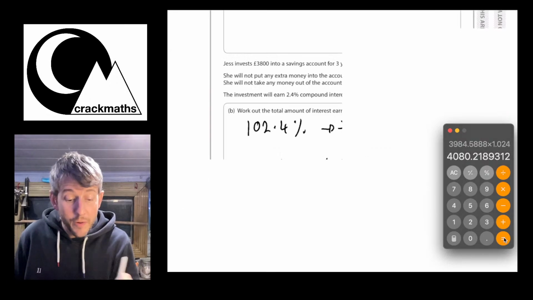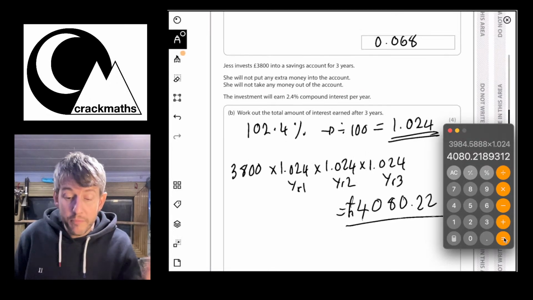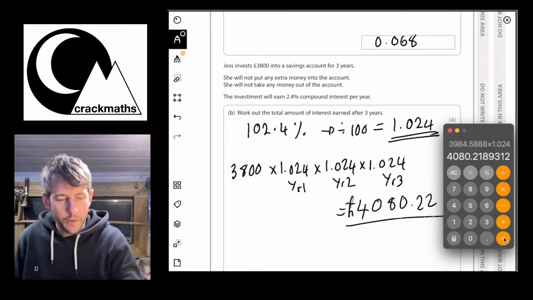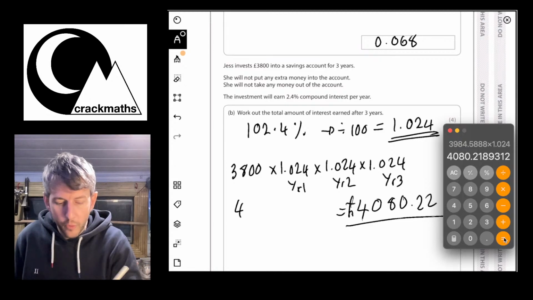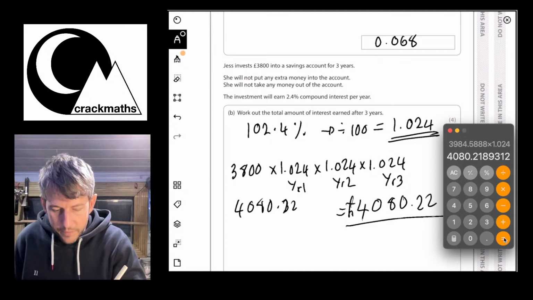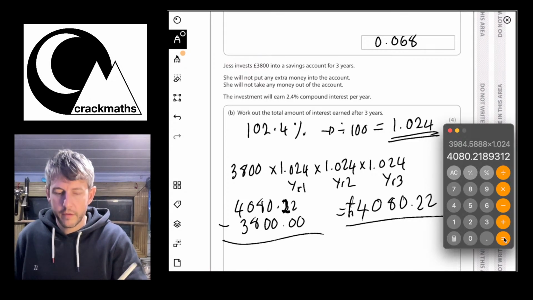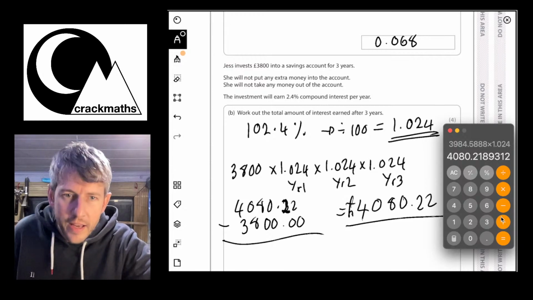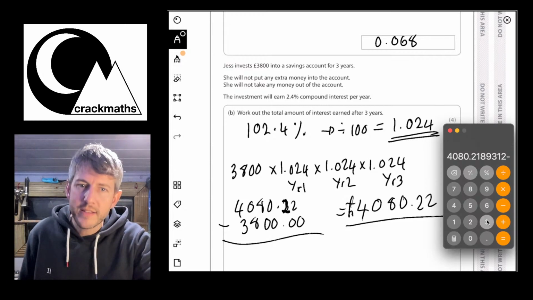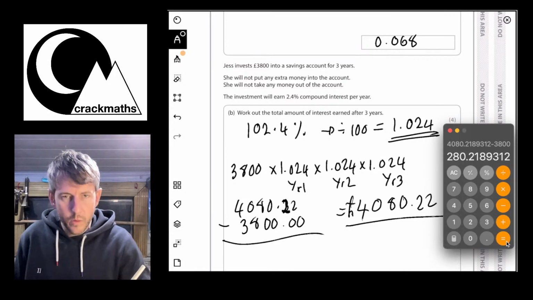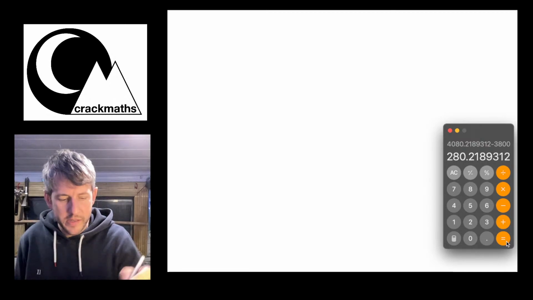Oh, work out the total amount of interest. Okay, so this is the amount of money that she's going to have. So now we'll need to take away the amount she invested to find out what this is as interest. So 4,080.22 minus 3,800. Okay, I'm going to just do this on my calculator again. So I'm taking away 3,800 from this number. And so that equals £280 and 22 pence.